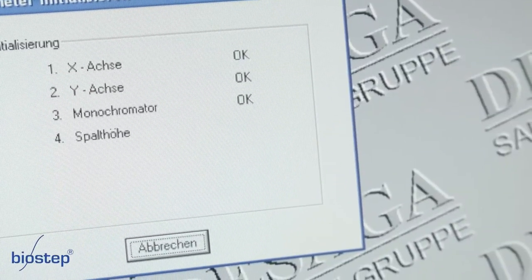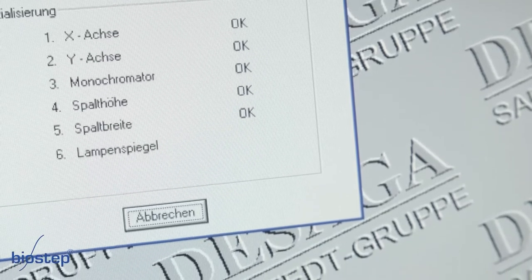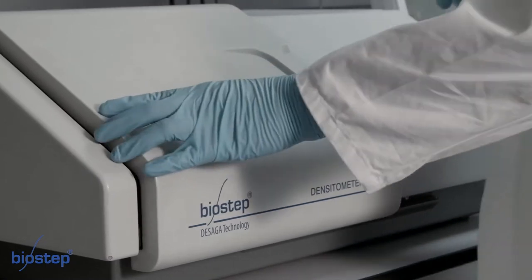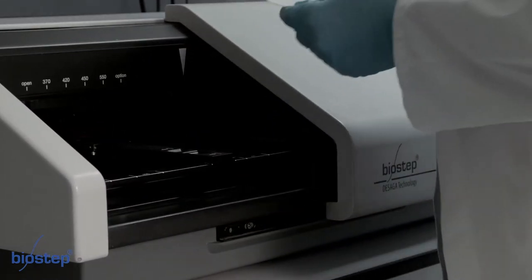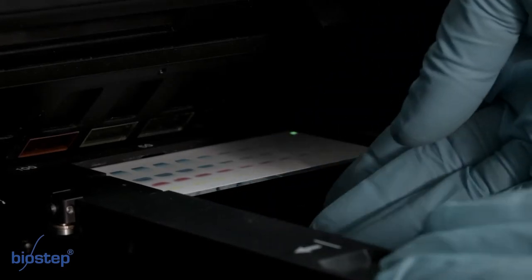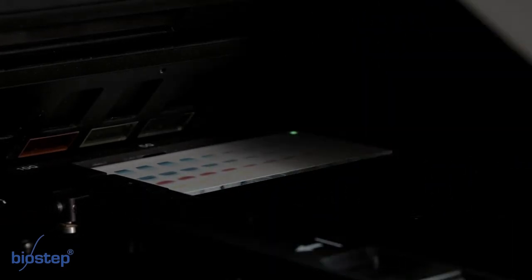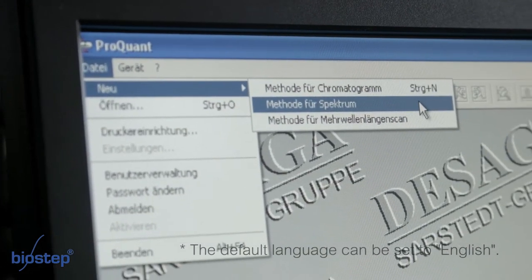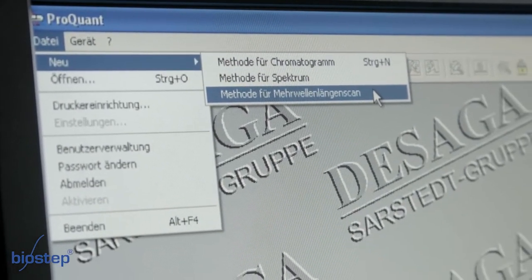After opening the software ProQuant, the instrument will be initialized. The developed TLC plate is inserted and fixed. The front of the mobile phase is directed to the operator. The software ProQuant offers three modes of measurement: chromatogram, spectrum, and multi-wavelength scan.